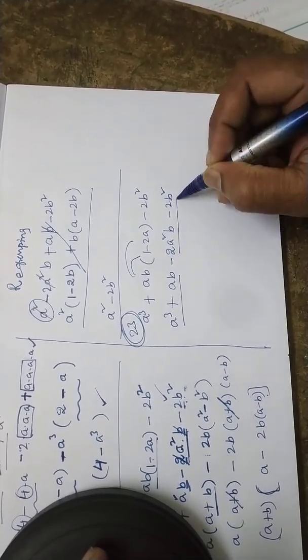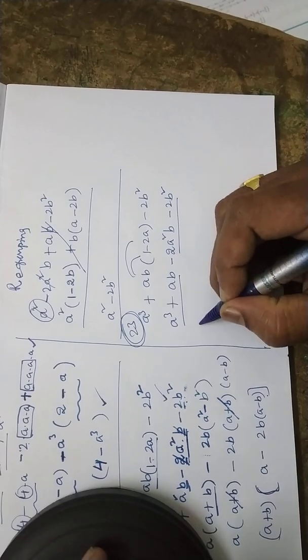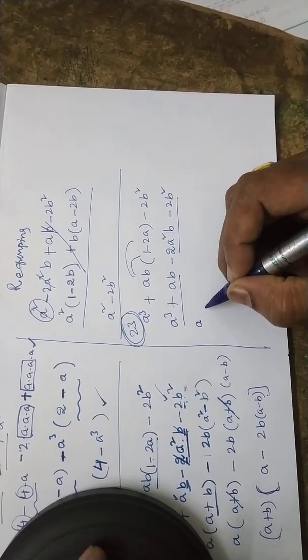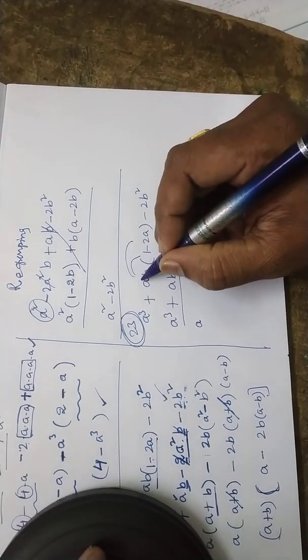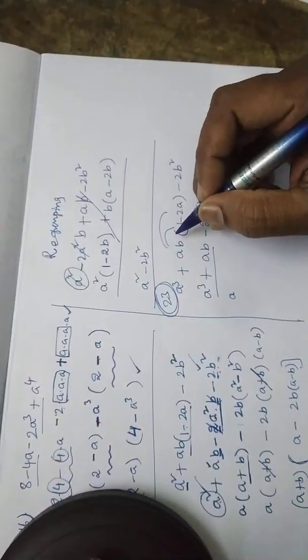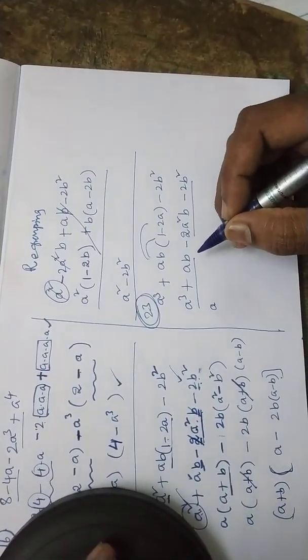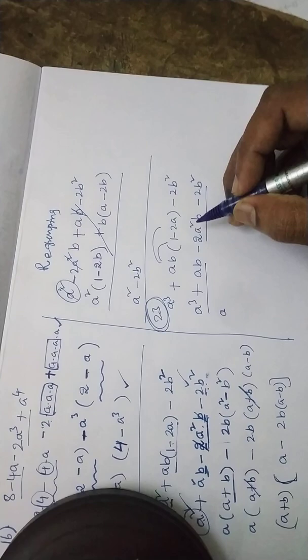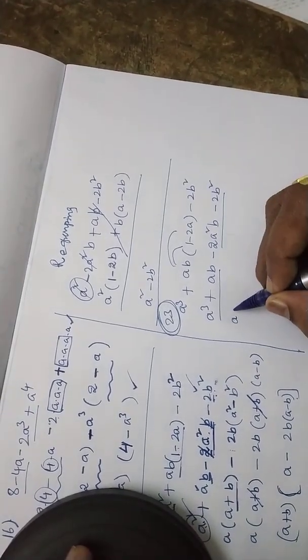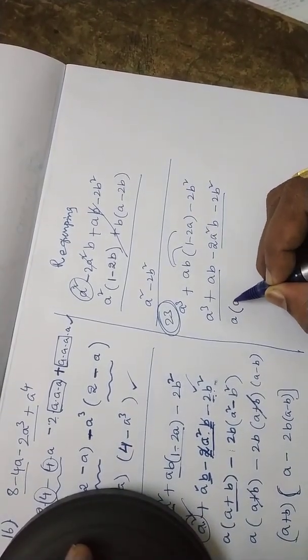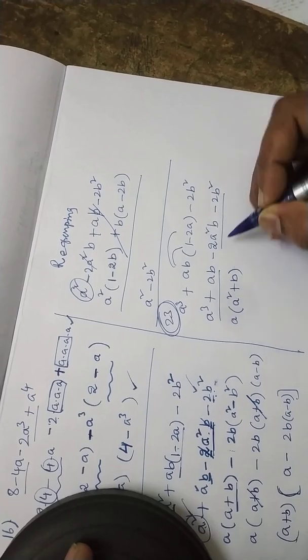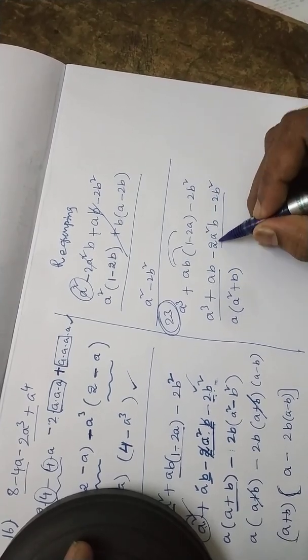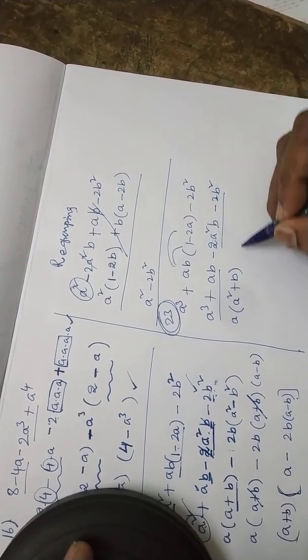Directly I am grouping the first 2 and last 2. So what is common here? A is the common here. When you take a as the common, you will get a square plus b left out within the bracket. And what is the common here? 2 I can see, 1b I can see.